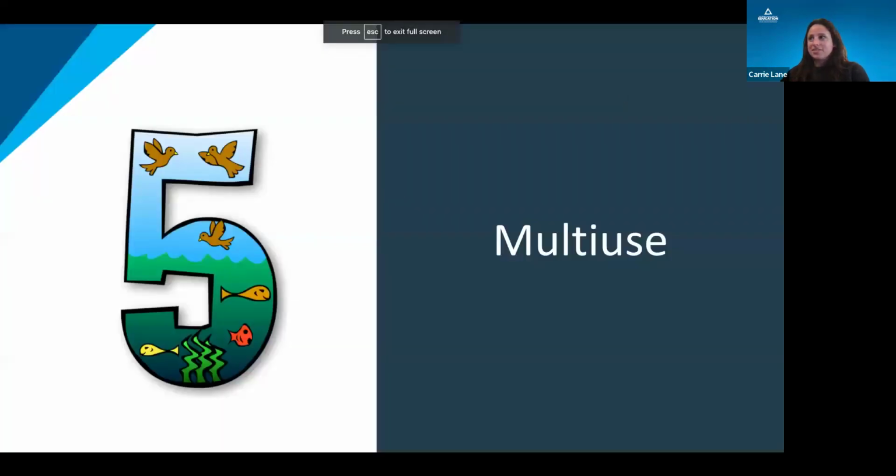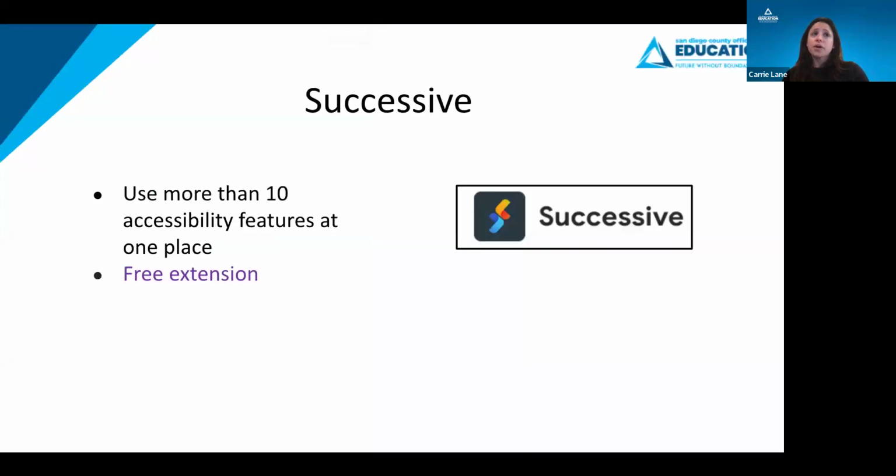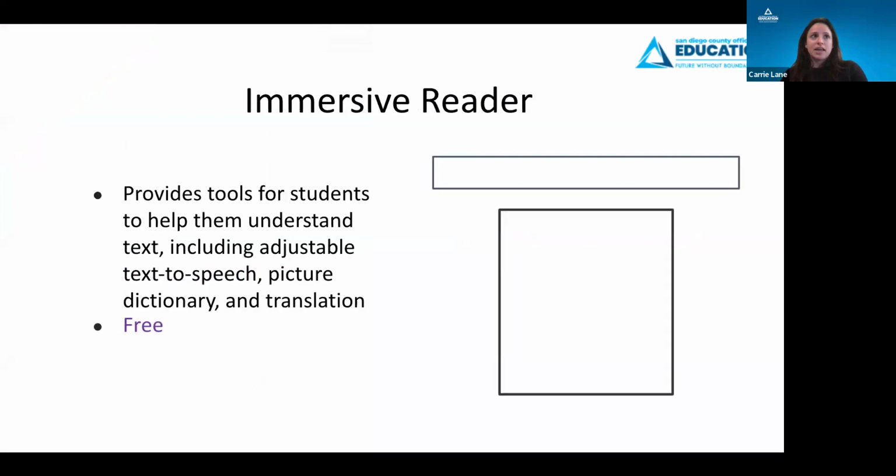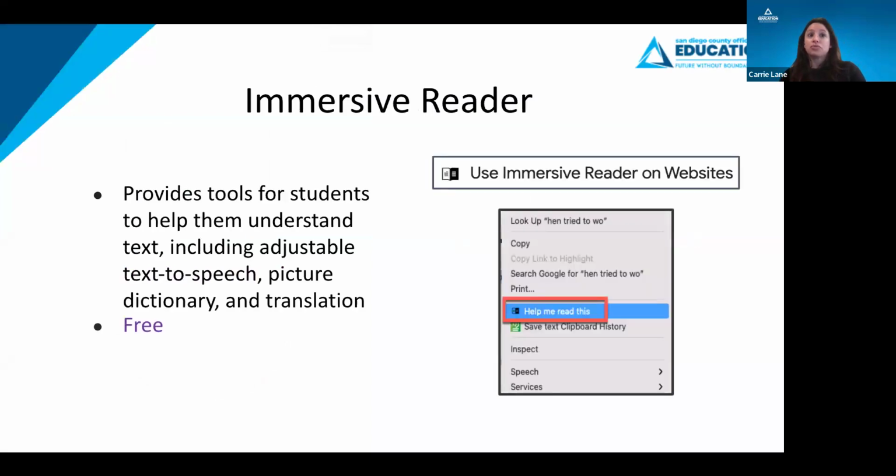All right. Still no questions in the chat. So we'll move into multi-use. And these couple that I included here are nice because they allow you to have multiple accessibility features all at once. The first one is called Successive, and that one has 10 different accessibility features you can use in one place. And then we will preview the Immersive Reader, which is a really great learning tool for your students.